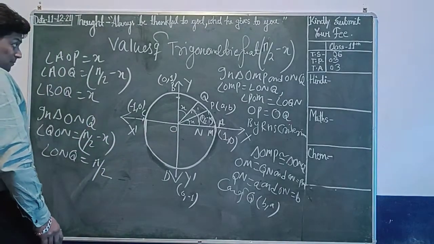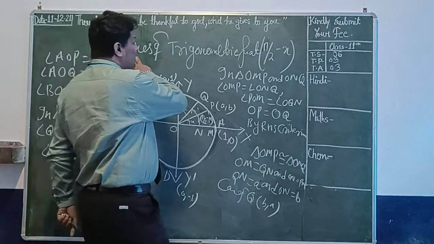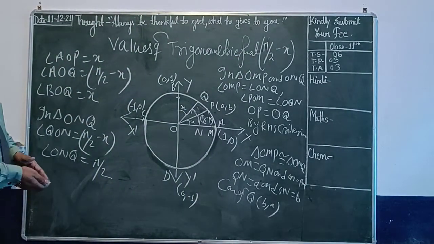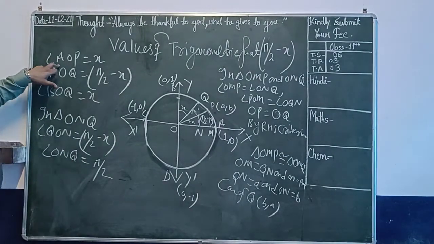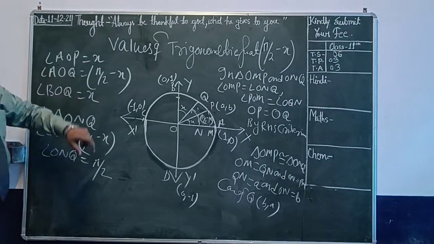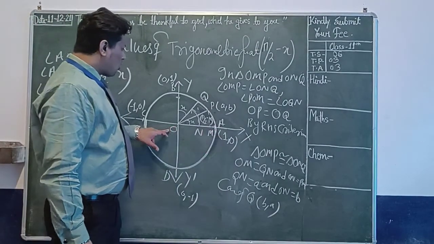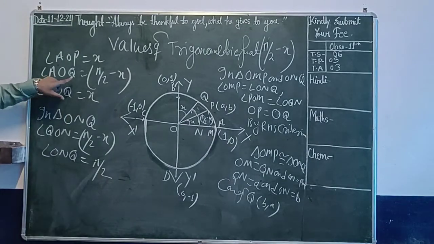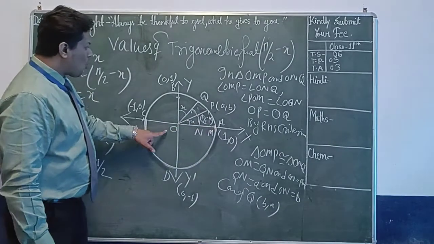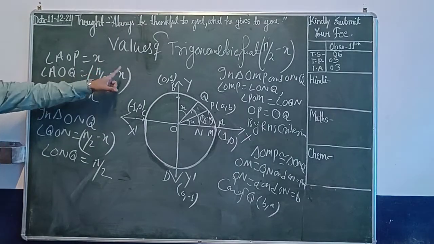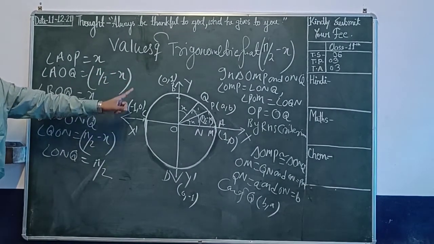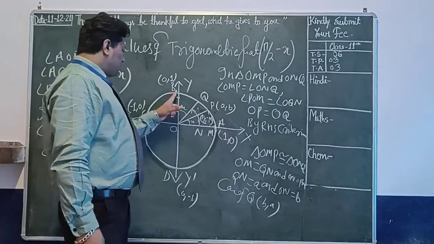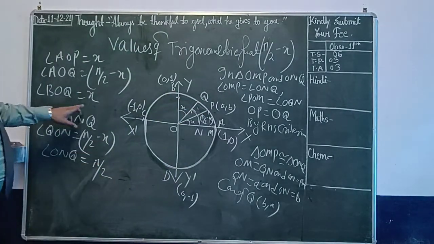In the same way, first of all, we have to calculate the values of pi by 2 minus x. For the calculation of pi by 2 minus x, first of all, angle AOP equal to x. Everybody knows AOP, that one is simply equal to x. Here angle AOQ simply equal to 90 minus x. That one is pi by 2 minus x. Is it clear? Angle BOQ equal to x. BOQ, this one is simply equal to x.